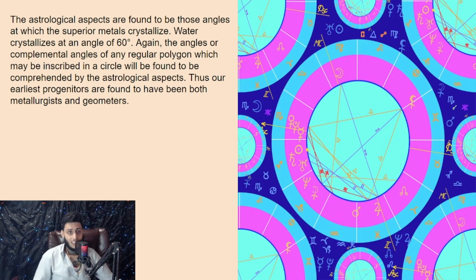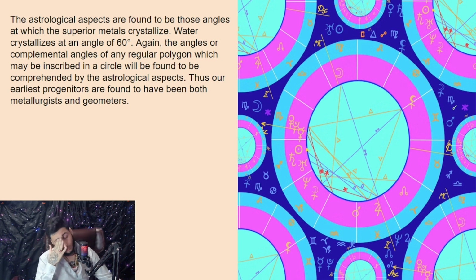The astrological aspects are found to be those angles at which the superior metals crystallize. Water crystallizes at any angle of 60 degrees. Again, the angles or complemental angles of any regular polygon, which may be inscribed in a circle, will be found to be comprehended by the astrological aspects. Thus, our earliest progenitors are found to have been both metallurgists and geometers.